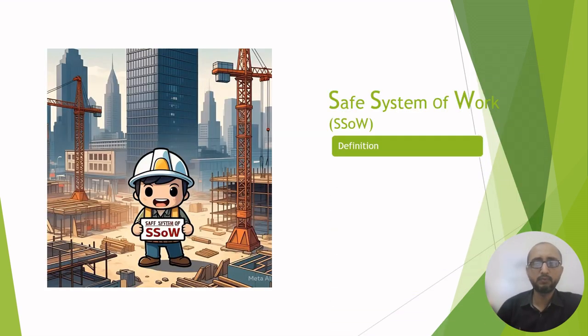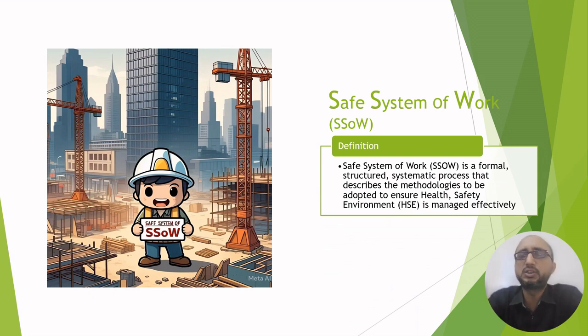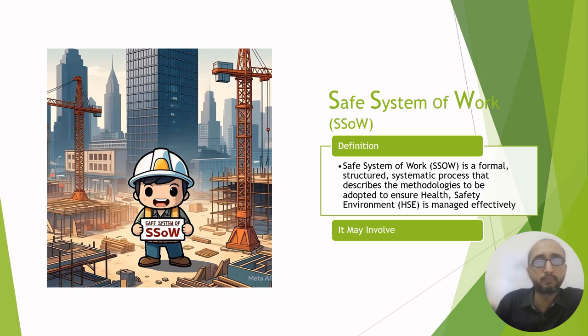So now let's understand what the safe system of work is. Basically, the safe system of work is a formal and structured process or system that describes the methodologies or requirements that we need to implement so our HSE is implemented effectively, and we make sure that our environment, people, and business are safe, or our activities are executed safely.